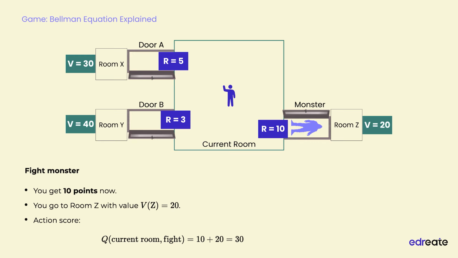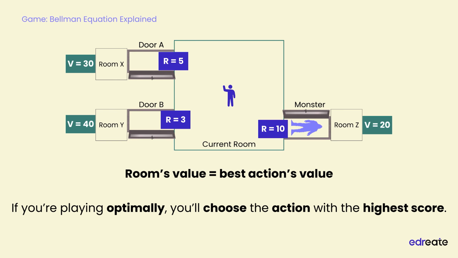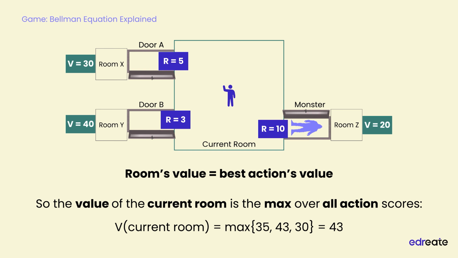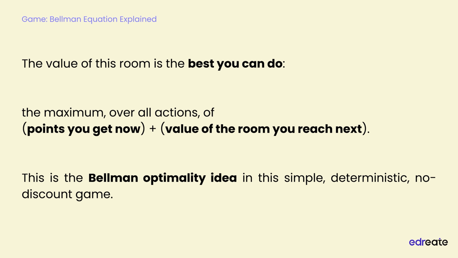These are action values. How good is this action from the room? The room's value equals the best action's value. If you are playing optimally, you will choose the action with the highest score. So the value of the current room is the max over all action scores. Value of current room is equal to max of 35, 43, and 30, which is equal to 43. In other words, the value of this room is the best you can do: the maximum over all actions of points you get now plus value of the room you reach next. This is the Bellman optimality idea in the simplest deterministic, no discount game.